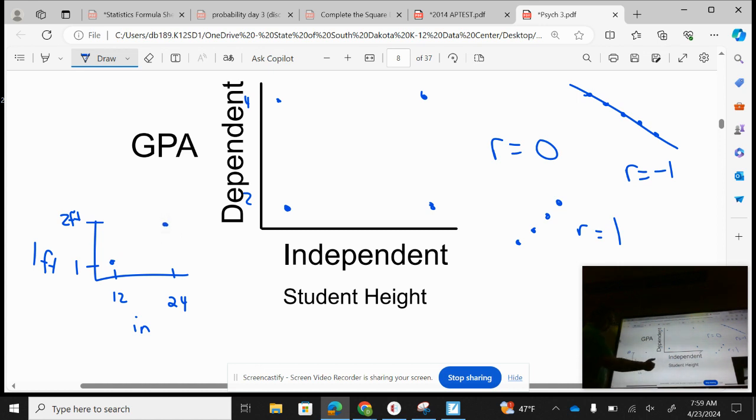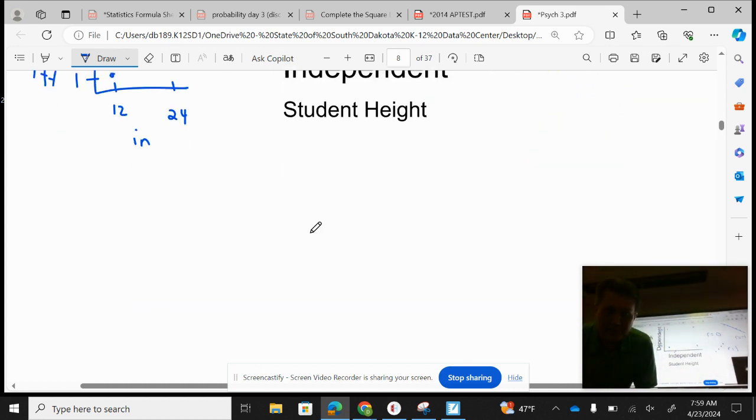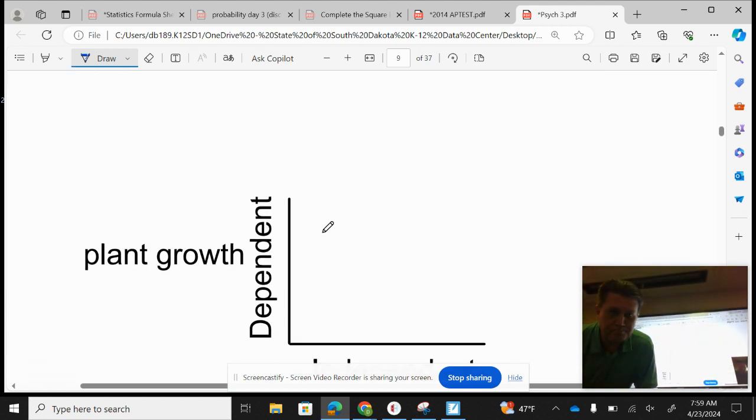And no matter what we do, we go 36 is 3. They're going to be in a straight line. All conversions end up with perfect correlation. But statistics, when we're sampling stuff, they usually don't end up that way.